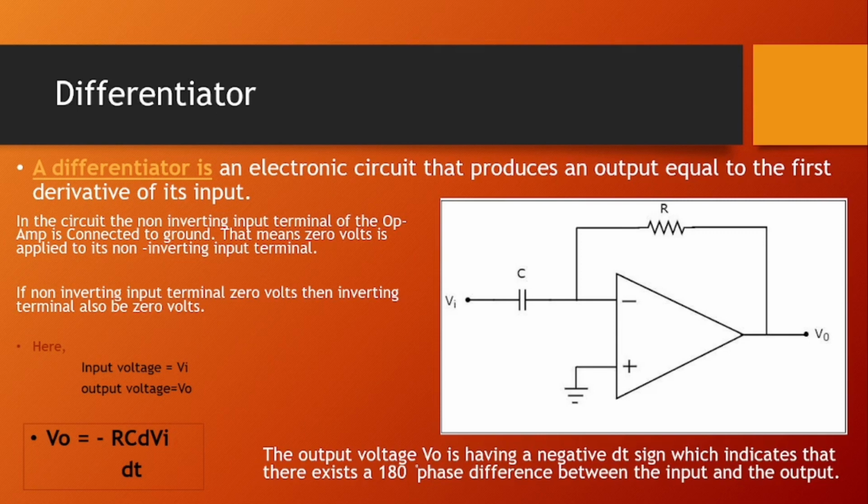Here, Vin is the input voltage to the op amp, and Vout is the output voltage from the operational amplifier. So the formula would be Vo equals negative RC times the derivative of the input voltage with respect to time. The output voltage has the negative sign, which indicates that there exists a 180-degree phase difference between the input and the output. Next slide.